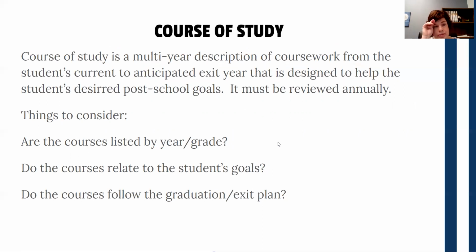So as we talked about before, the course of study is a multi-year description of coursework from the student's current year to the anticipated exit year that is designed to help the student achieve post-secondary goals. It must be reviewed annually. Again, we've talked before in a previous slide, all the courses that the student has taken need to be listed, when they took it, the year that they took it. Does the course of study relate to the student's goals? Are they taking classes that can be tied into and directly affect their goals of becoming whatever they want to be? And does the course follow the graduation and exit plan?